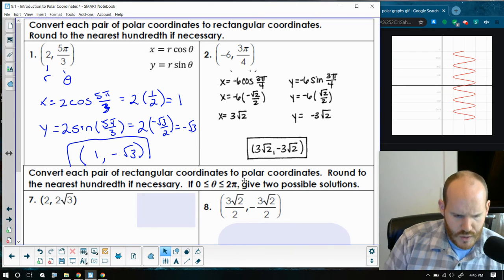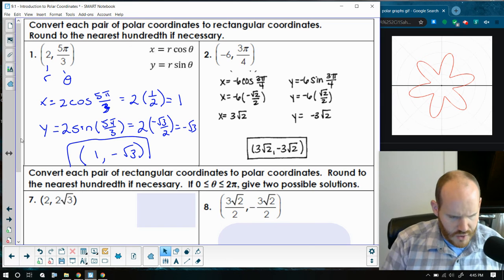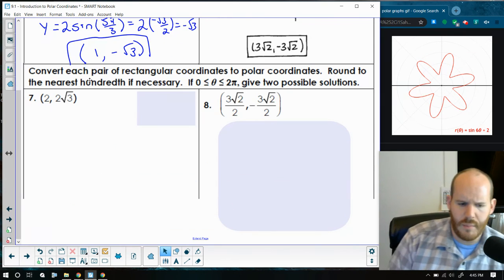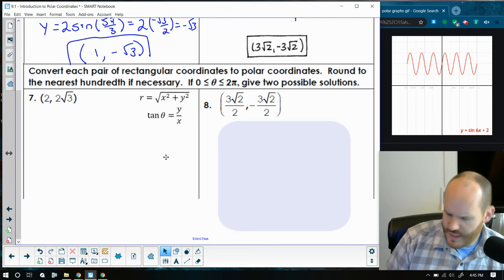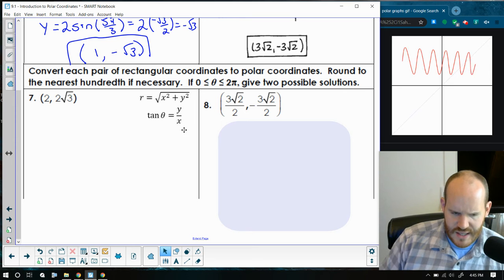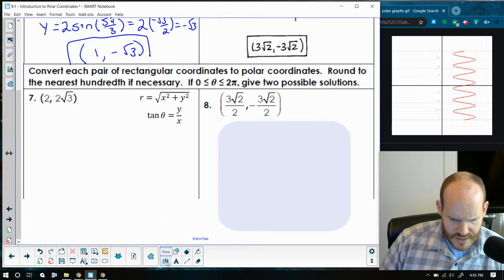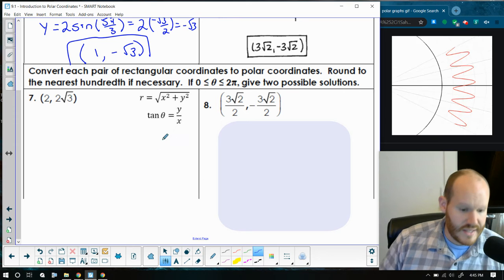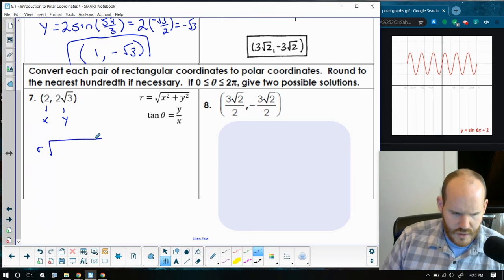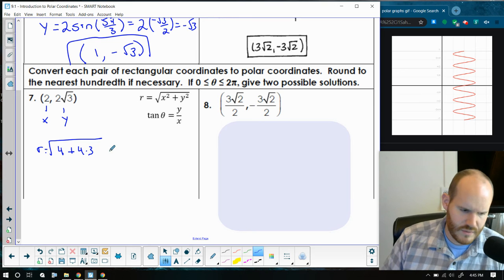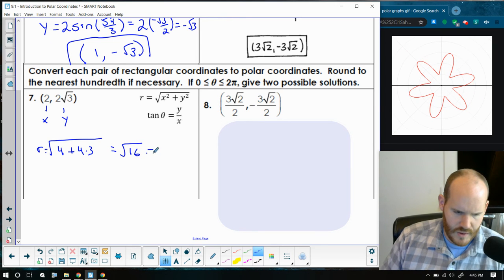So now I'm going to take a look at converting the other way. If I want to convert a pair of rectangular coordinates into polar coordinates, so given an x and y value, again, the formulas for those, as we mentioned, are here. Here I've written it as tan theta equals y over x, but you could just as easily write it using the inverse. I just find it easier to remember this way. So this is my x value, this is my y value. I'm just going to plug them in, and I get r is the square root of x squared, which would be 4, plus the product of 4 times 3, or 12. 12 plus 4 is 16. So then I get r is 4.